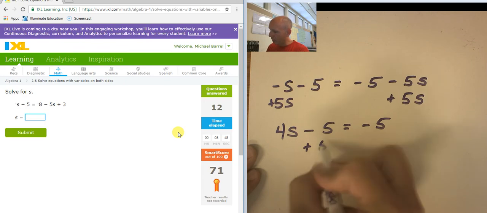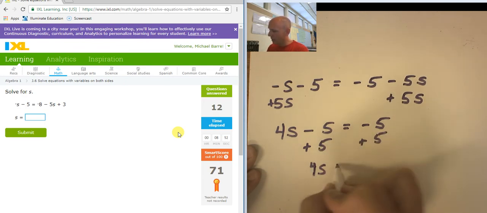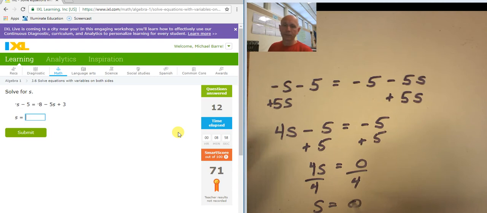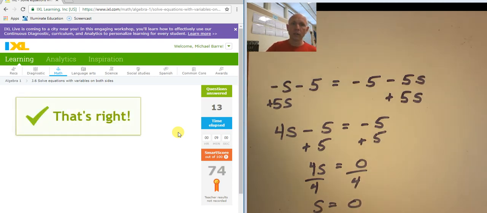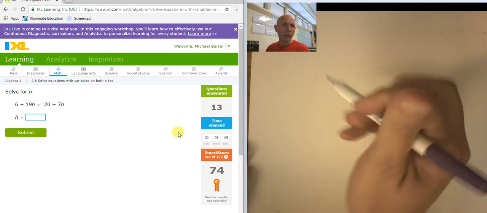Adding 5 to both sides. This is okay. I know it's going to get weird in a second. 4s equals 0. That's fine. Dividing both sides by 4. s equals 0. Don't freak out. 0 is a fine answer. Okay, let's do a couple more.